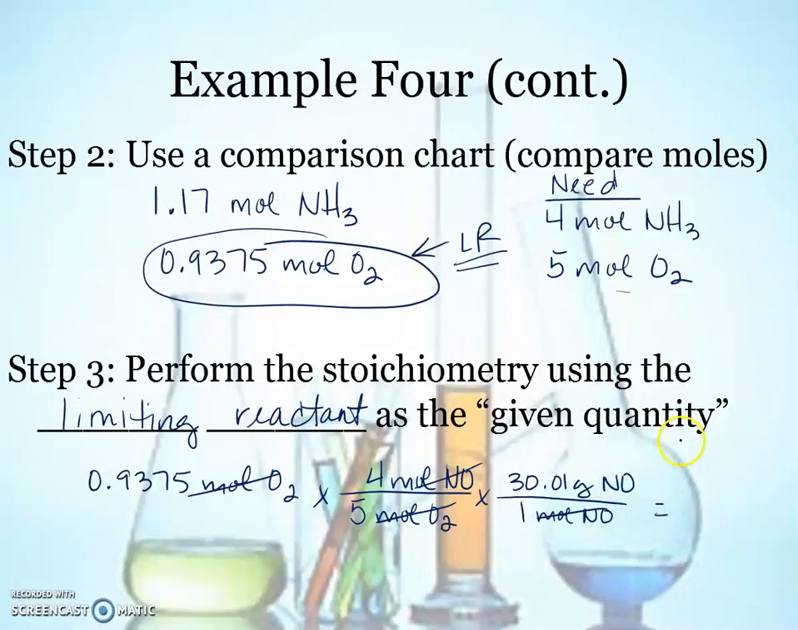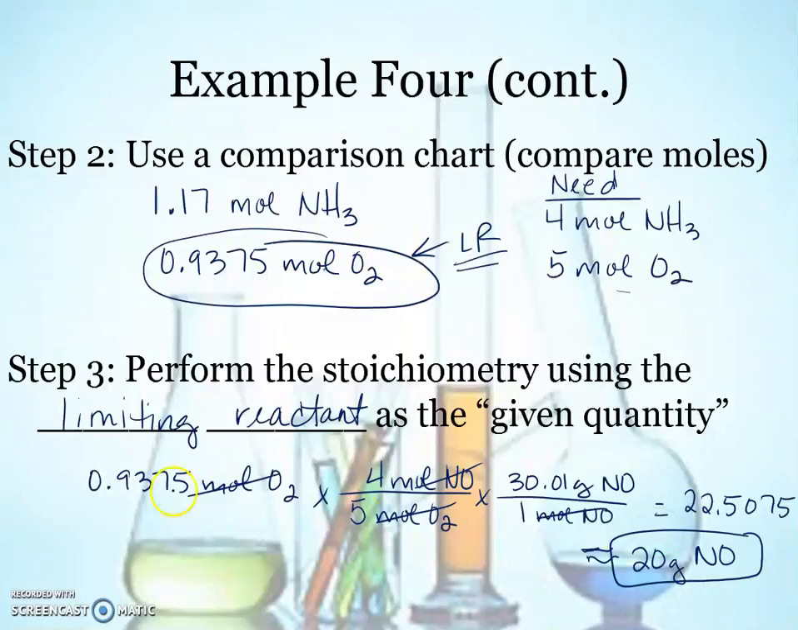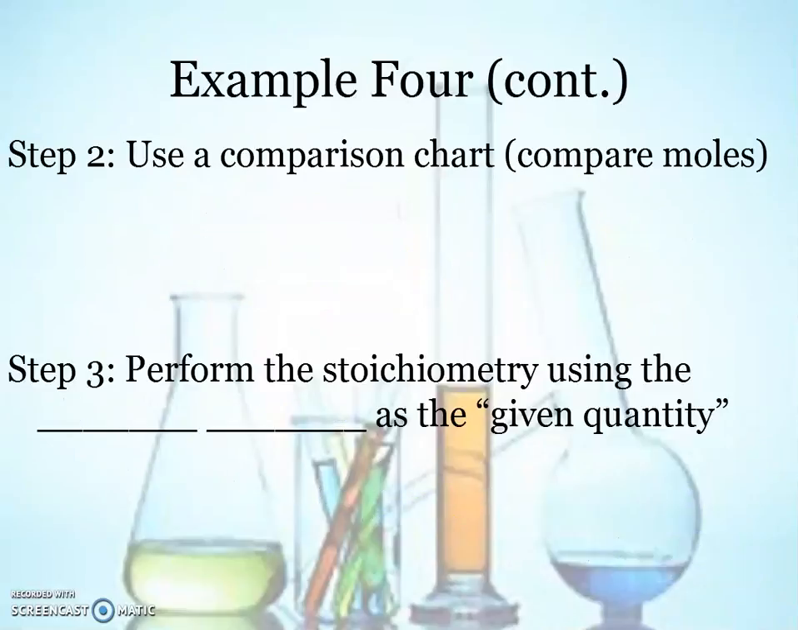Right. And then now we just need to solve for it. And the calculator gives us 22.5075. But we started with one significant figure, so we need to make sure this has one significant figure in it. So we're going to make approximately 20 grams of nitrogen monoxide. And we have to base it on the oxygen because the oxygen is what runs out first.